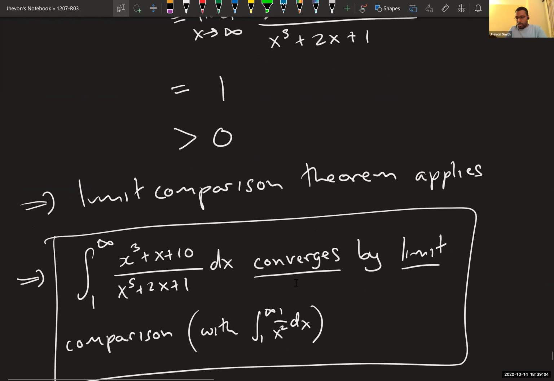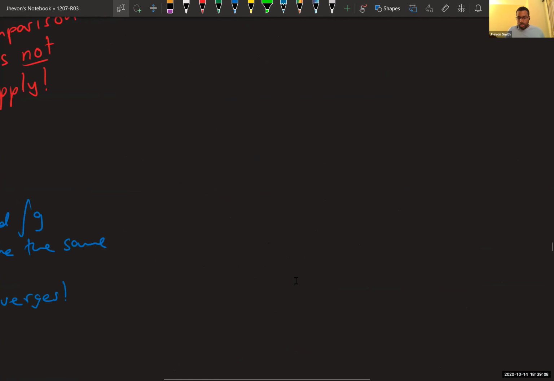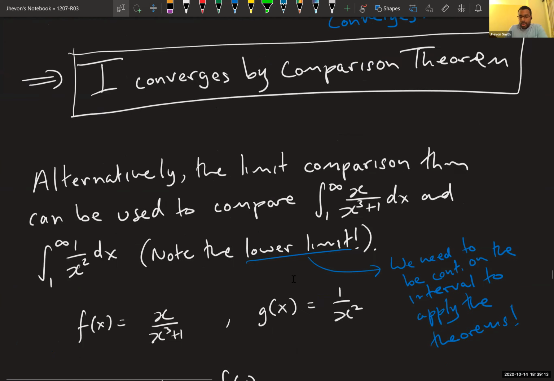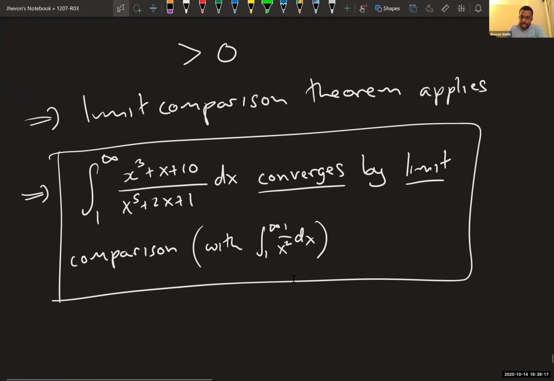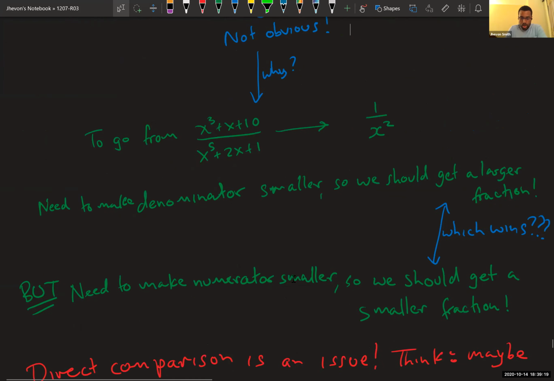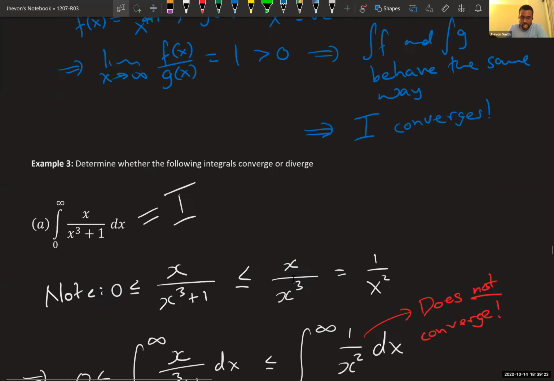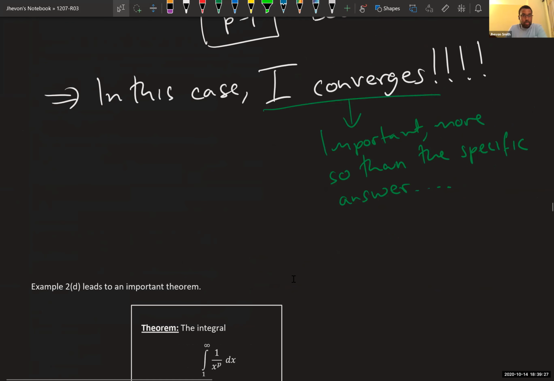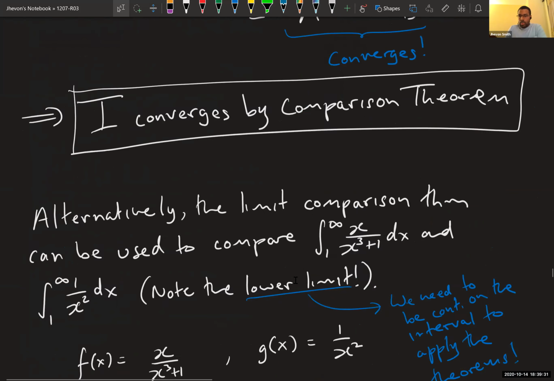So yeah, I think that was the last example. Comparing to something that's too far away can run you into a lot of issues. And again, this is something that we've seen in limits in Calc 1. What you're comparing it to actually makes a difference. You have to have a good choice to compare things to. Okay.